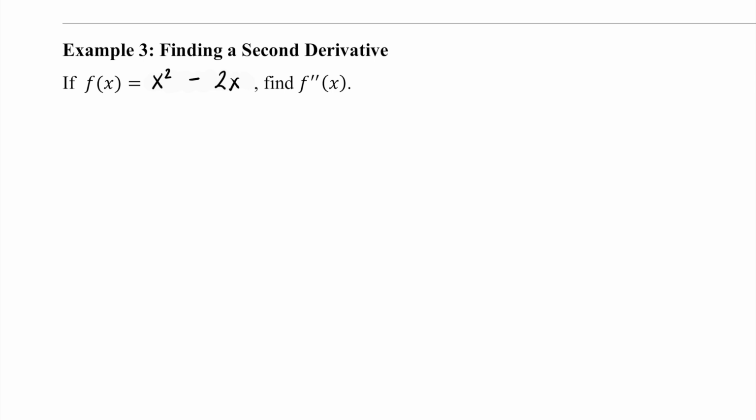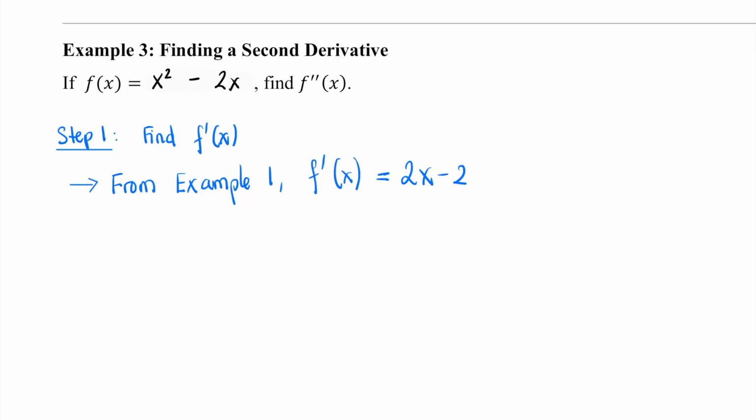Let's try an example. We're given a function f of x equals x squared minus 2x, and we need to find the second derivative. In order to find the second derivative, we need to have the first derivative. From the previous example, we found that the first derivative of f of x is 2x minus 2. Now we use the first derivative f prime to find the second derivative f double prime.